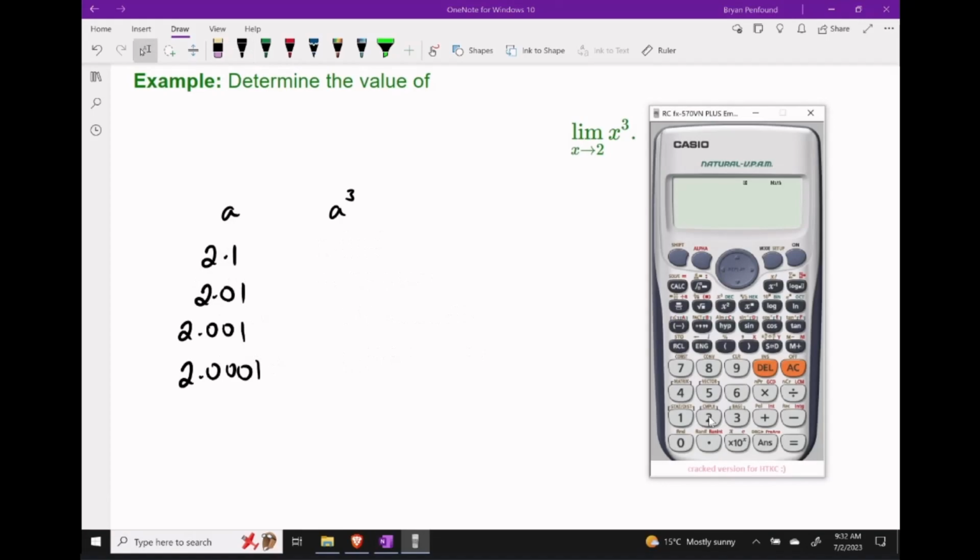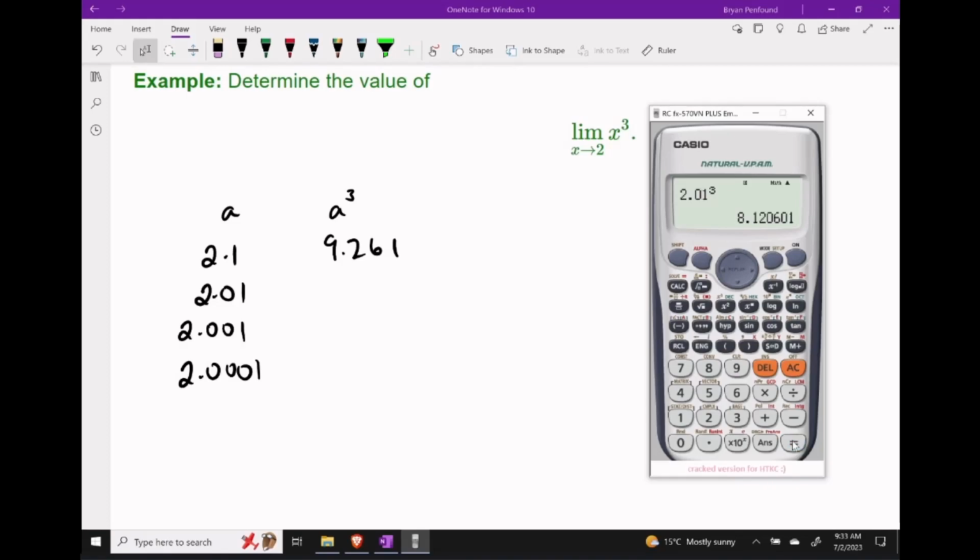Let's go ahead and repeat the process, but now we're going to choose values a little bit bigger than 2, but still really close to the number 2. So beginning with 2.1 and going all the way down to 2.0001. Taking out our calculator and evaluating 2.1 cubed and converting that fraction to a decimal gives us 9.261.